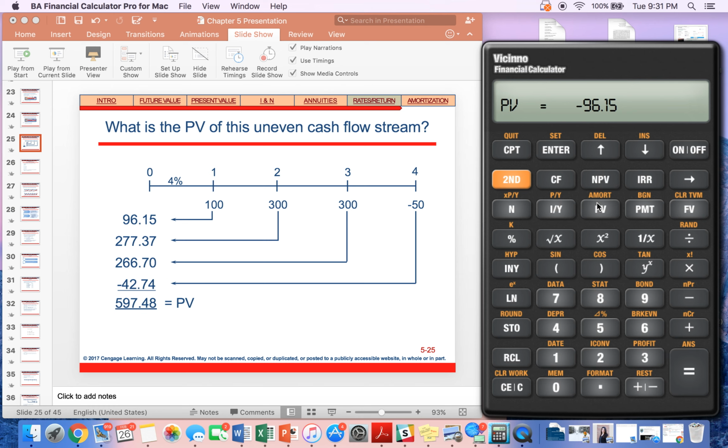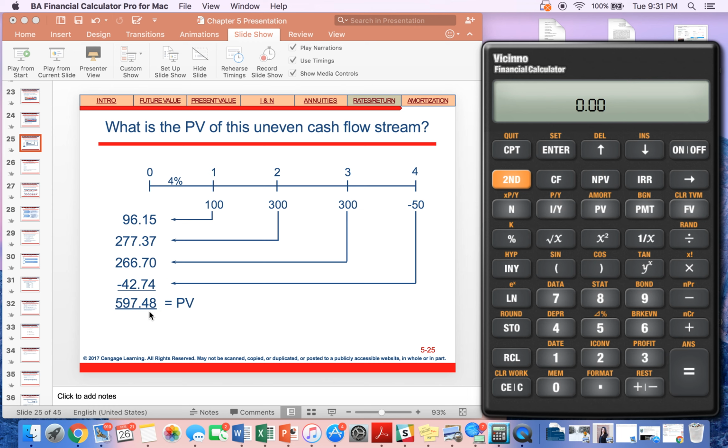Remember that the present value is negative because, if I look at this on an individual level, I would have to invest what is worth $96.15 today to get that $100 in a year. You could do that for each of these cash flows, just like I did there for year 1. When you find the present value of all of these cash flows and add them up, we find that the present value of this entire cash flow stream after we've discounted it is $597.48. So, a pretty tedious process.